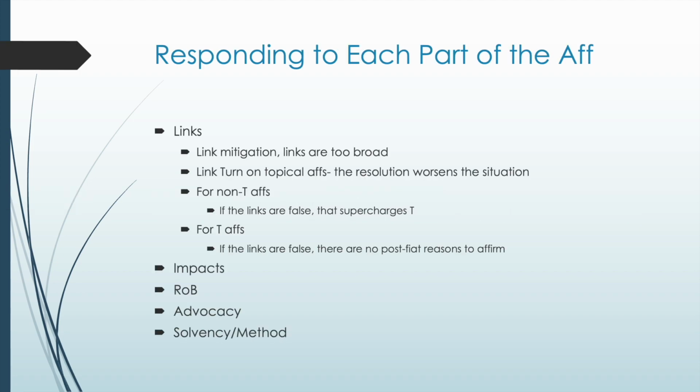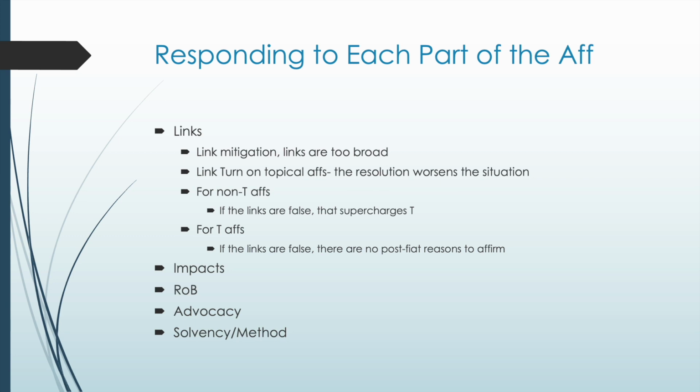So let's talk about line by lining the aff. We'll go through each part of what a K aff includes, and we will talk about how to respond to them. So, responding to the links of a K aff. This is just things like link mitigation. The link is really small, or the link is so broad that it really doesn't matter. If everything links, then nothing links, right? On topical affs, you can make a link turn argument that the resolution actually worsens the situation, stuff like that.